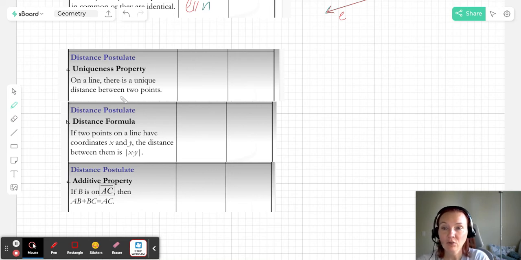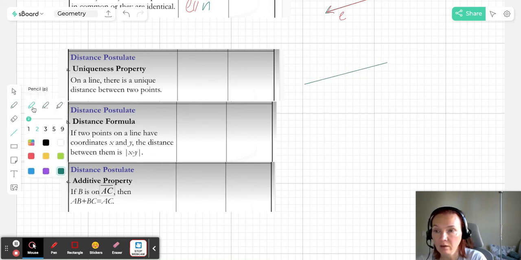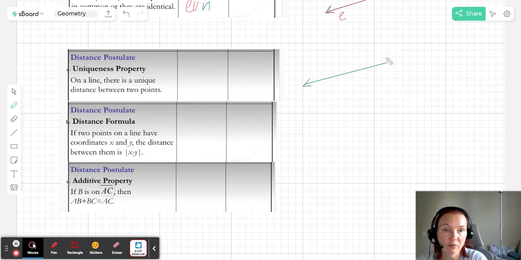Uniqueness property. On a line, there is a unique distance between 2 points. So same thing, we have a line. Remember we said that we can make it into a number line, but if I want to measure the distance from here to here, from my point A to my point B, then there is only one number that I'm going to get. So I will say that N equals AB.